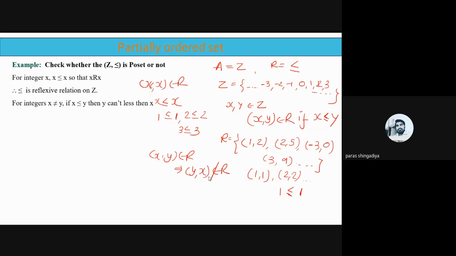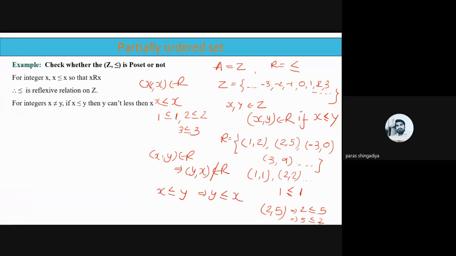Clear? So here, (x, y) belongs to R. What does it mean? x less than or equal to y. So for these two numbers x and y, can we say y is also always less than or equal to x? That is not true always. Why is it not true? If I consider 2 and 5, 2 is less than or equal to 5, but in its symmetric form, we cannot say 5 is less than or equal to 2. Clear? That is not true always.